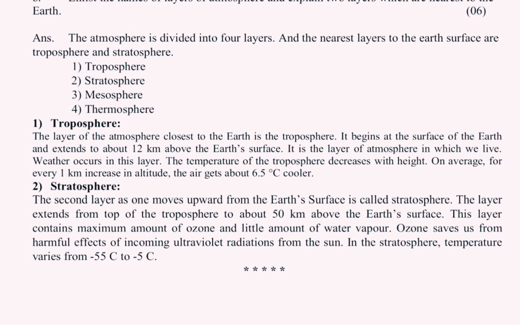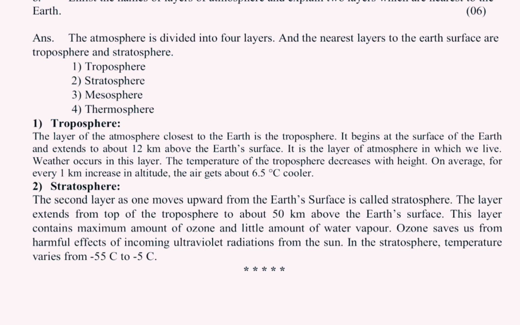The troposphere is nearest to Earth, and then the next is the stratosphere. The troposphere starts from the Earth's level and goes up to about 12 kilometers. In this layer we live, and weather happens here. As we move upward, the temperature decreases. For almost every kilometer you move up from the surface level, it becomes 6.5 degrees cooler. So that's how it works.